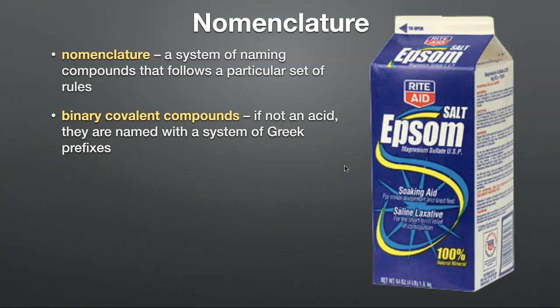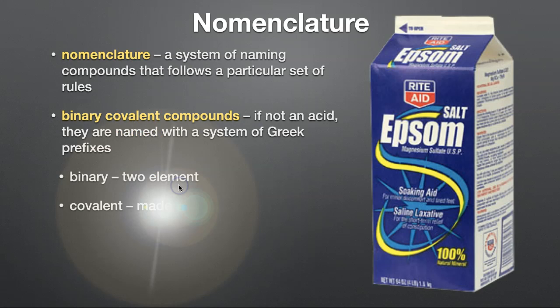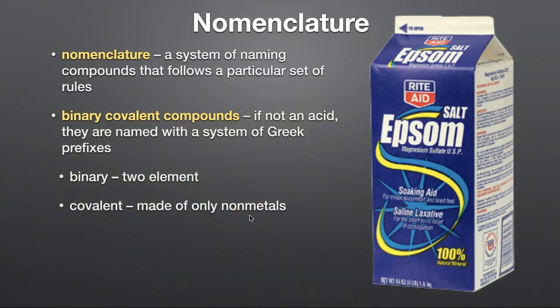Today we're going to look at just one narrow category of compounds, the binary covalent compounds. If it's not an acid, then you're going to name it with a system of Greek prefixes. Now let's just make sure we know what category we're talking about here. That word binary, what do you think that means? You might recognize the prefix bi as meaning two, so this is a two-element compound. You'll only see two element symbols in the formula. The fact that it's covalent narrows down what kind of elements you'll see. They should both be nonmetals.